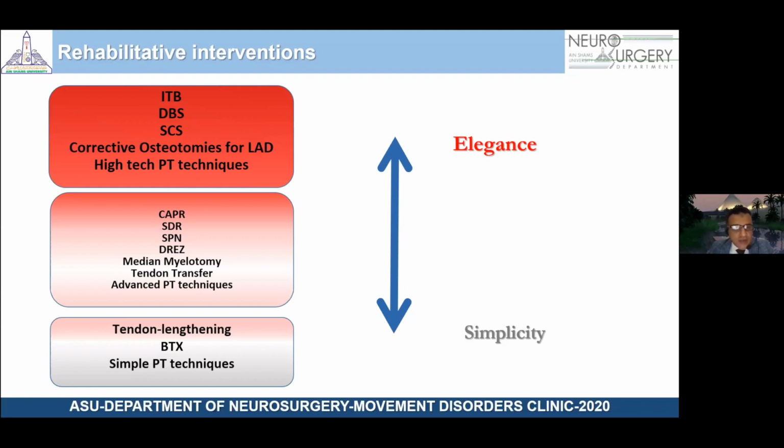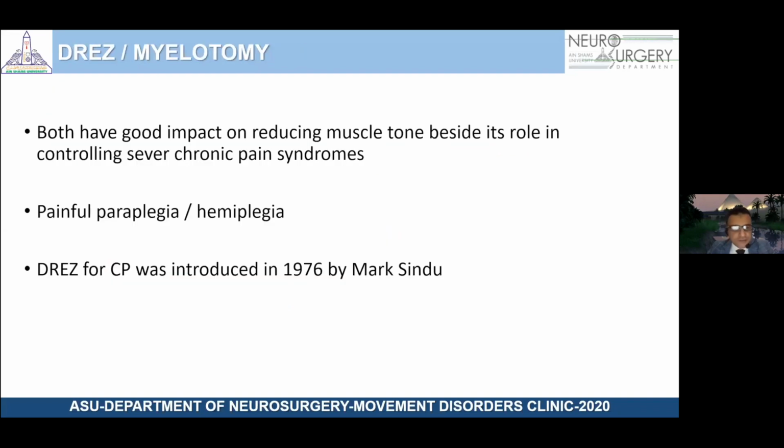And recently, we have elegant neuromodulation techniques which can help much with motor development, like intrathecal baclofen, deep brain stimulation, and spinal cord stimulation, and some corrective osteotomies and orthopedic surgery to correct lever arm dysfunction, and high technology physical therapy techniques like robotic rehabilitation.